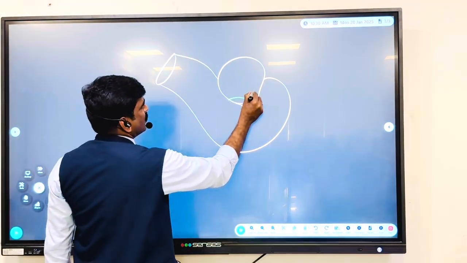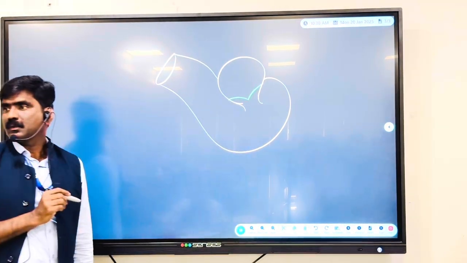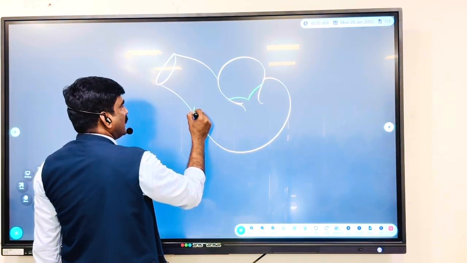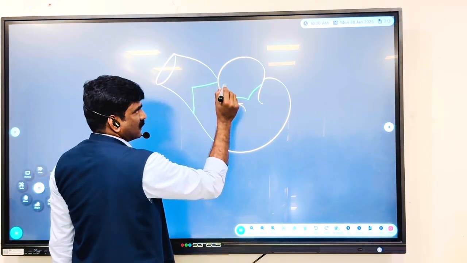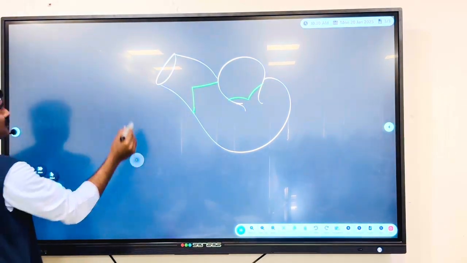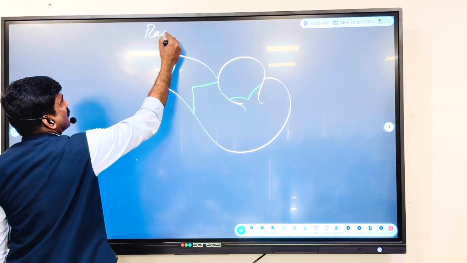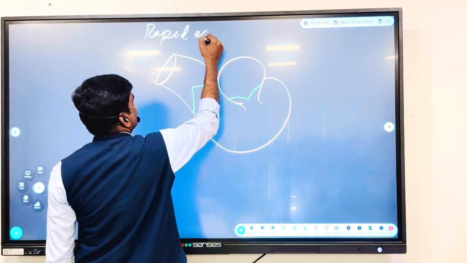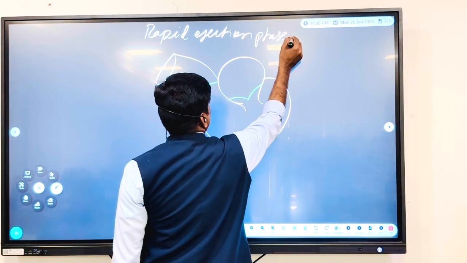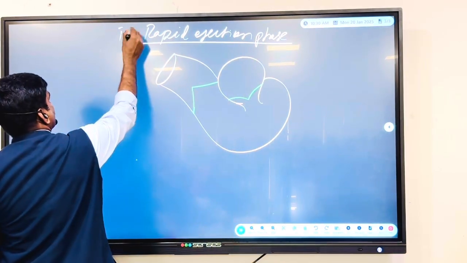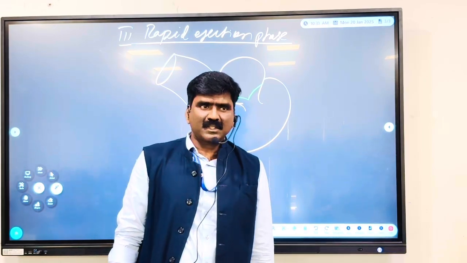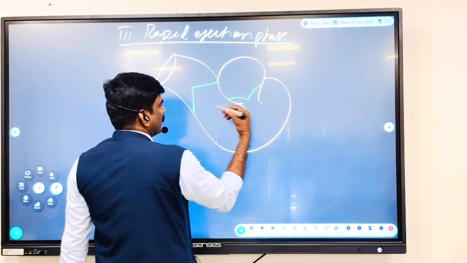What happened here? Valve is closed, and here also the valve is closed. We are discussing the third phase, rapid ejection phase. Rapid ejection phase. So again we will recap.